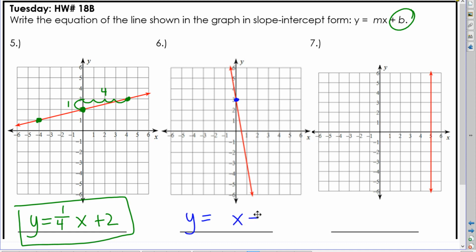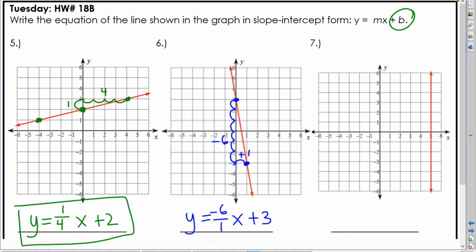So I know after my x value I will have a positive 3. And then I see one other perfect integer point here. So I'm going to count the rise. And this time the rise happens to be negative 1, 2, 3, 4, 5, 6 units in the negative direction. And 1 unit is my run. So my rise is negative 6 and my run is positive 1.